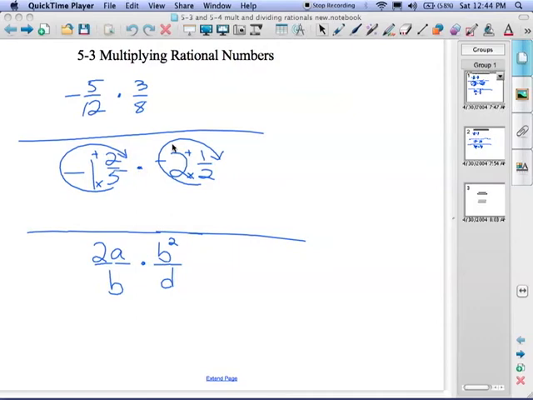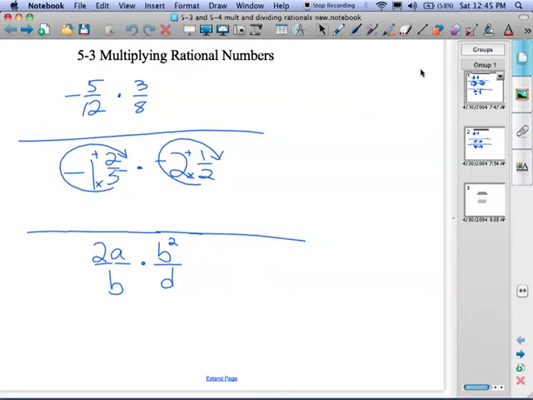5-3, multiplying rational numbers. Actually, this is one of the few occasions where we're going to do two lessons at once. So you're going to do 5-3 and 5-4. So here first we have 5-3, multiplying rational numbers. In other words, you're multiplying fractions. Now we're going to involve negative numbers and variables.